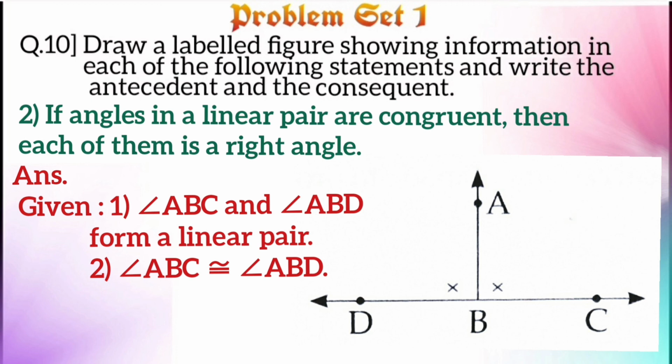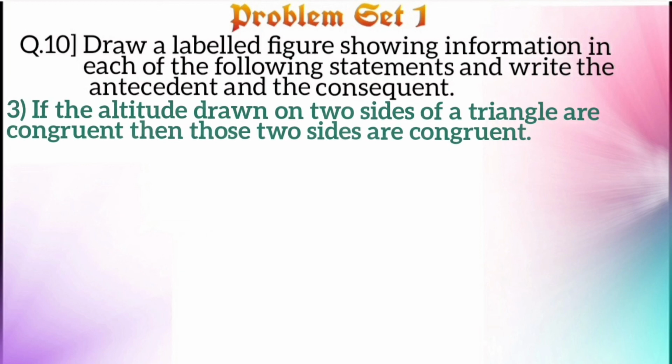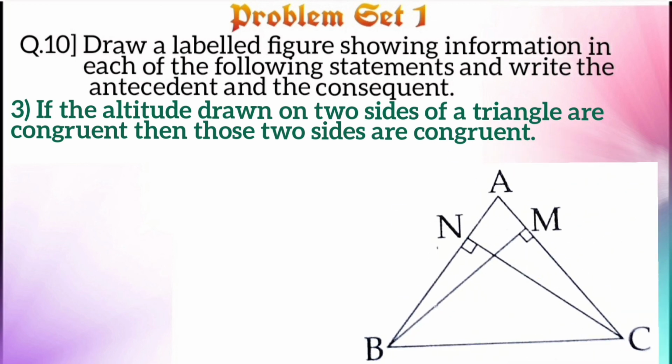Now let's read the consequent part. Then each of them is a right angle. So what we have to prove is that both of the angles are right angles. Therefore the to prove will be angle ABC equals angle ABD equals 90 degrees. This is also easy. Third one: if the altitudes drawn on two sides of a triangle are congruent, then those two sides are congruent. What are altitudes? They are nothing but a perpendicular distance drawn from a vertex to the opposite side.